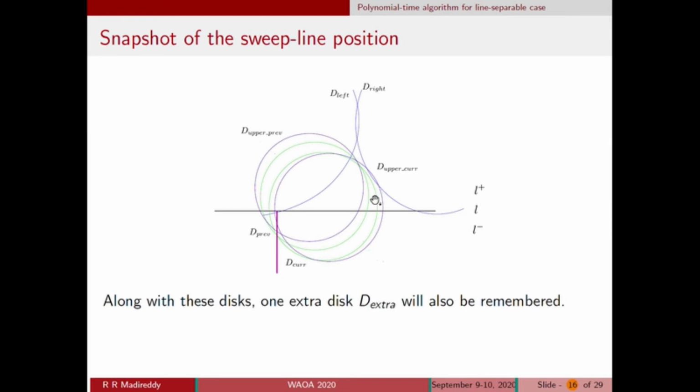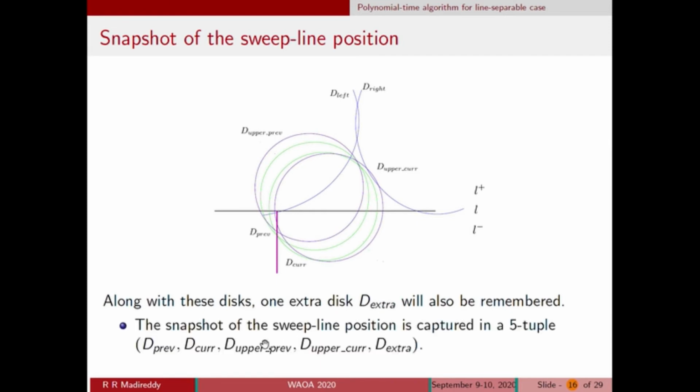For this sweep line we need to remember D previous, D current, D upper previous, D upper current, as well as one extra disk, because if it is a type D1 block, we proved in the block decomposition theorem that from O2 there exists one disk which completely covers all the red points covered by any disk in O2. To avoid double counting, we need to remember one extra disk called D extra. So the snapshot of the sweep line position is captured in a five-tuple: D previous, D current, D upper previous, D upper current, and D extra.